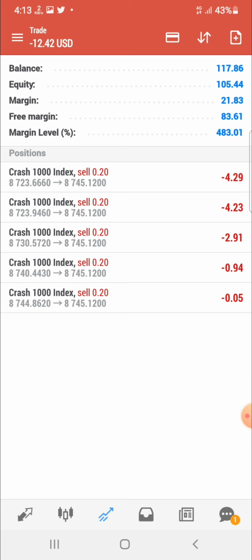Then you go again, draw your consolidation and place a stop loss a bit below or above, depending on if you're on boom or crash. So those are just the things you have to know.